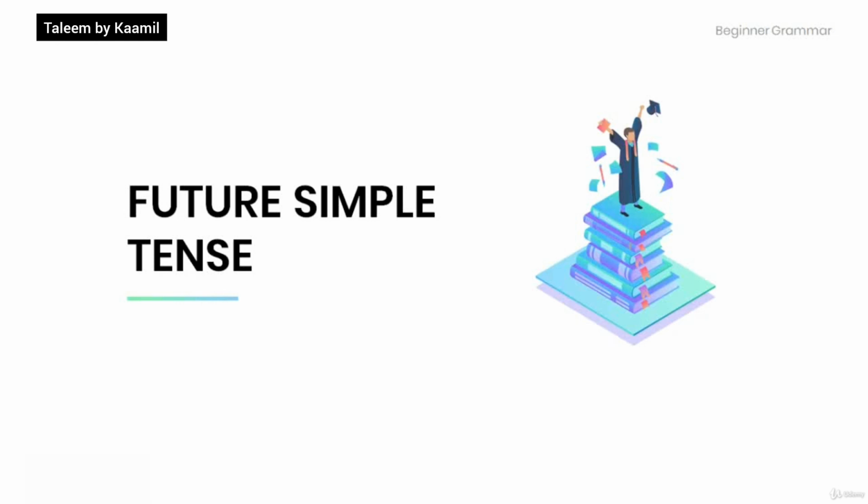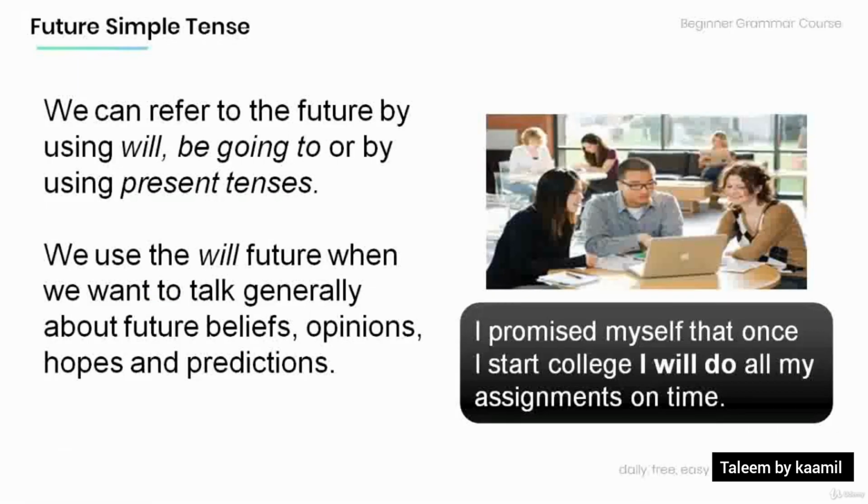Today, we are going to talk about the future simple tense. We can refer to the future by using will, be going to, or by using present tenses. Note that we use will when we want to talk generally about future beliefs, opinions, hopes, and predictions.